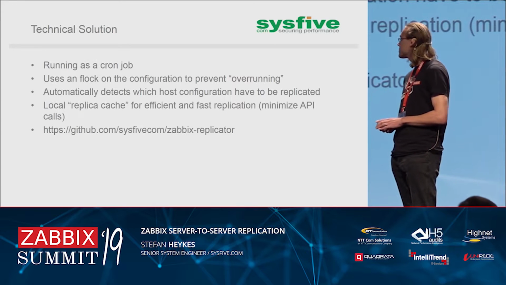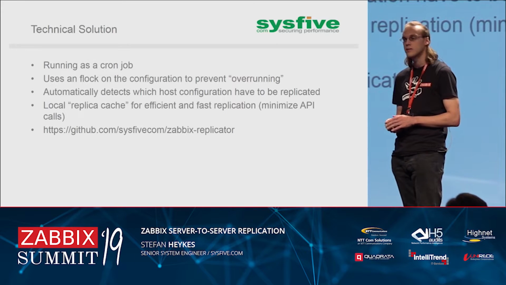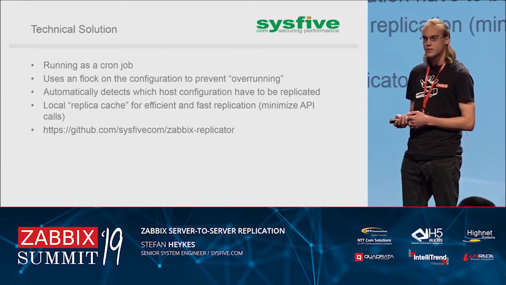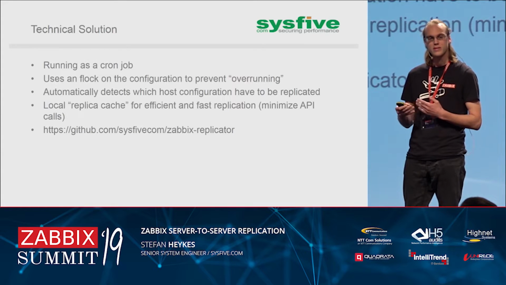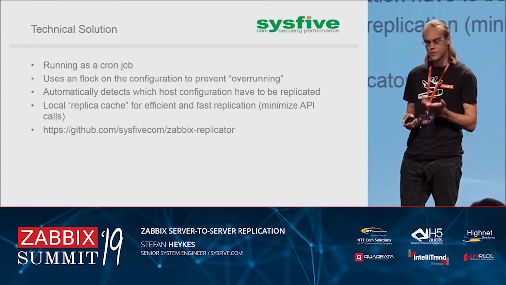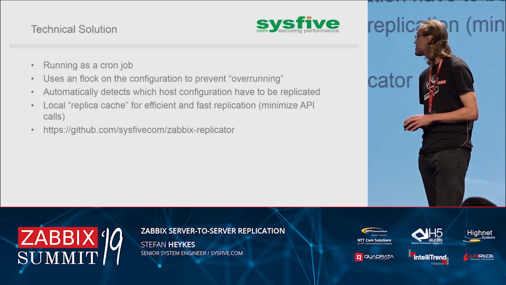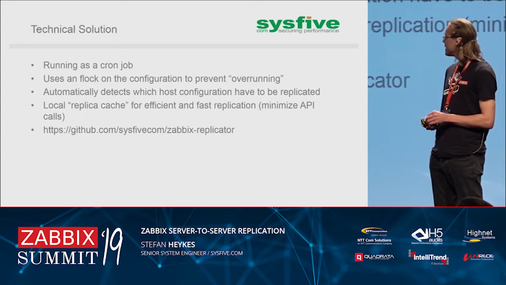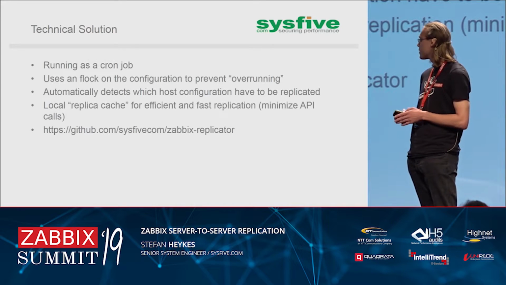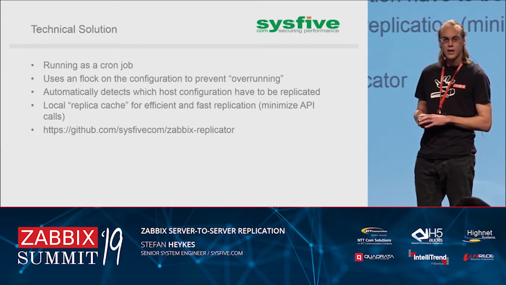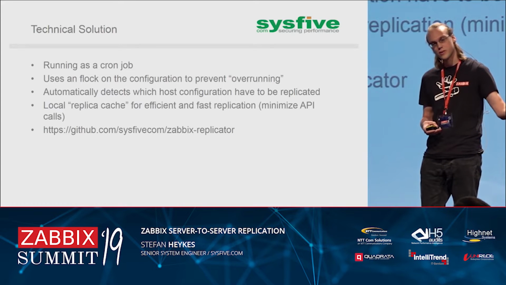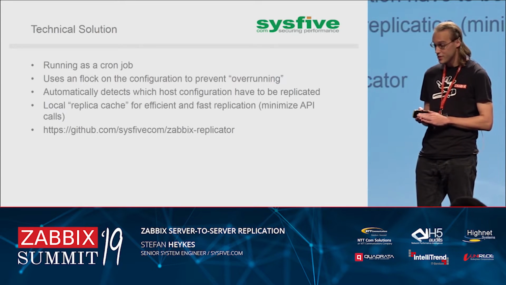And yeah, we did the script. It can just run as a cron job. We made sure that it cannot overrun itself when it is running, because when you take all the configuration, you need some time to get all the items, all the triggers from the source server and replicate them on the target server. And it can automatically detect which hosts have to be replicated, because we are using a local replica cache on the receiver to make it easy to see, okay, this item on the source server maps to this item on the target server.